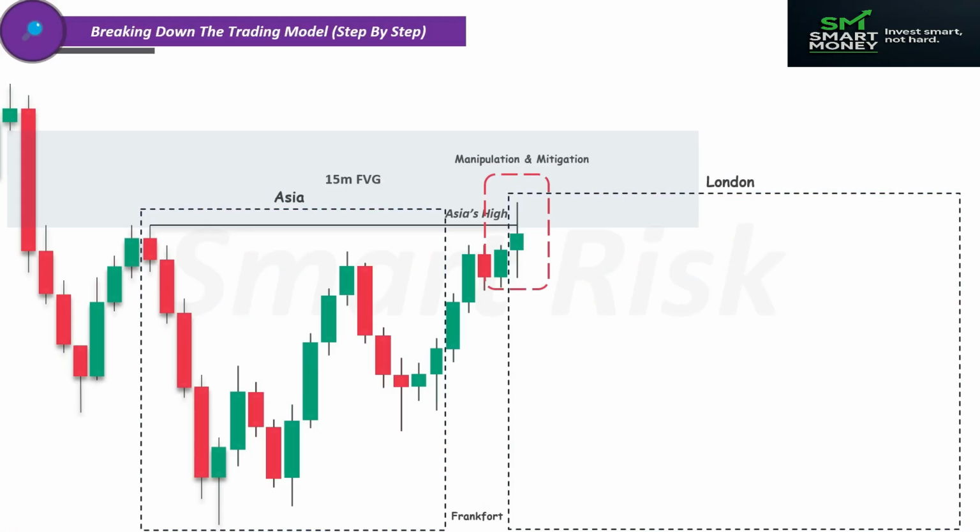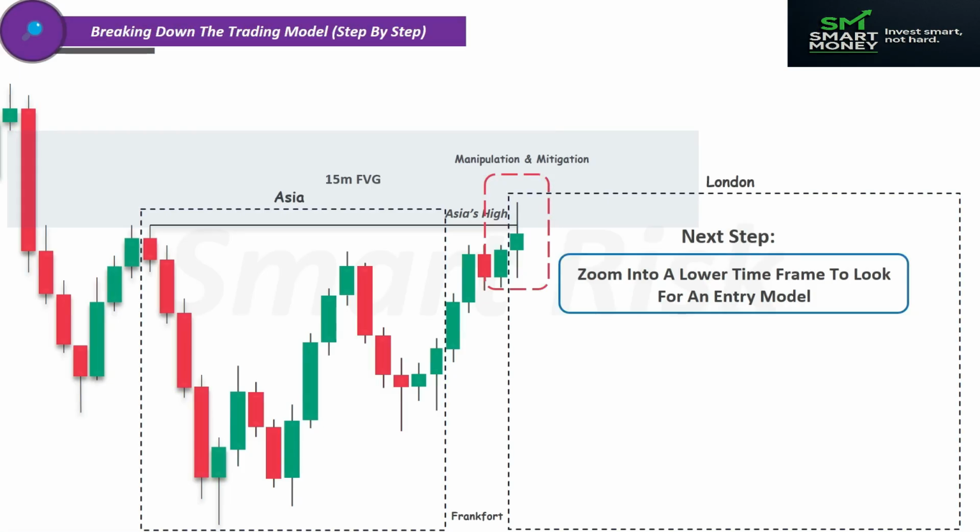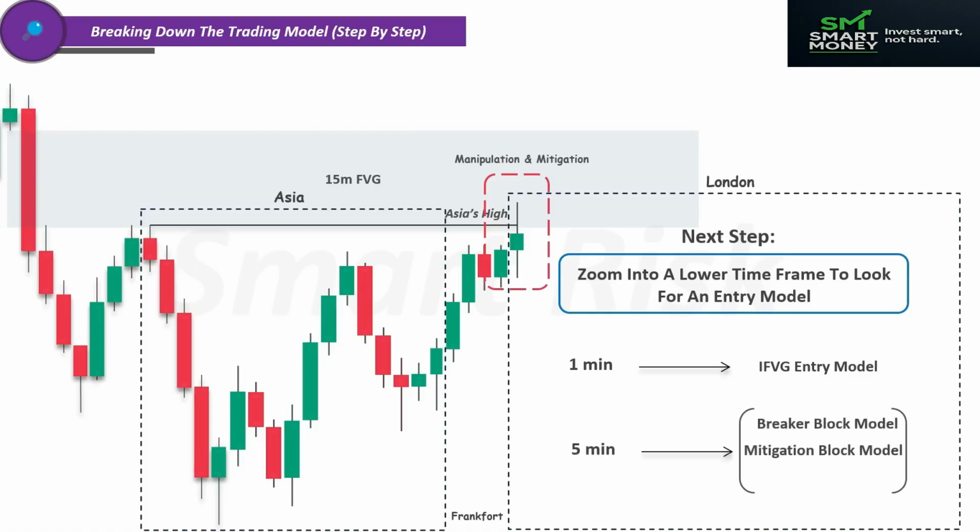From there, we zoom into a lower time frame, such as the 5-minute or 1-minute chart, to track the higher time frame delivery and look for reversal confirmations. This is where your entry model must appear before opening a trade. At this stage, if I'm using the 1-minute chart, I usually prefer to look for an inversion fair value gap forming right after the liquidity sweep. But if I'm using the 5-minute chart, I prefer looking for a breaker block, mitigation block, or IFVG that forms after the manipulation move.